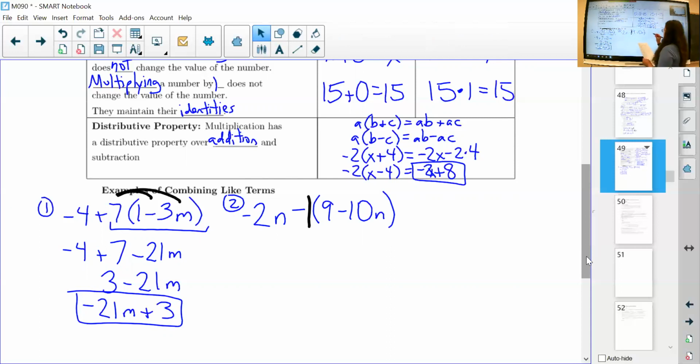Example 3, we have negative 10 times 1 minus 9x plus 6 times x minus 10. So we'll be distributing and then combining like terms.